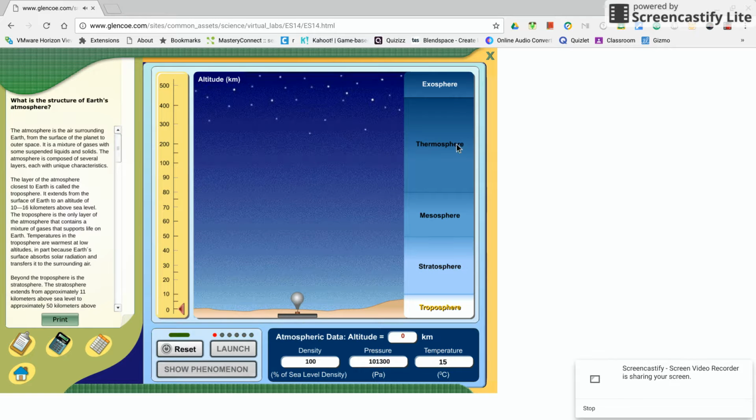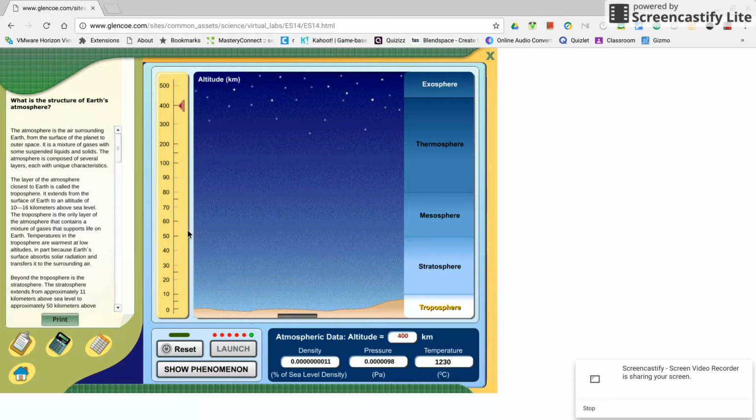And finally, we're going to go up to the top of the thermosphere. So we're going to move our altimeter up to 400 kilometers high. We're going to launch. Notice that the temperature has begun to increase, the pressure once again has lowered, and the density has lowered.